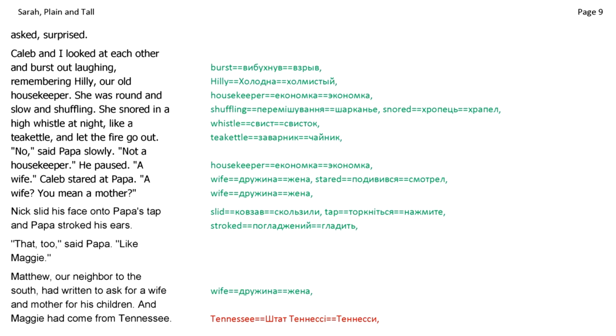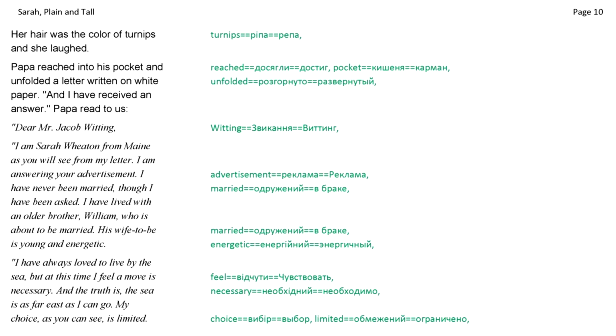Matthew, our neighbor to the south, had written to ask for a wife and mother for his children, and Maggie had come from Tennessee. Her hair was the color of turnips, and she laughed. Papa reached into his pocket and unfolded a letter written on white paper. "And I have received an answer."